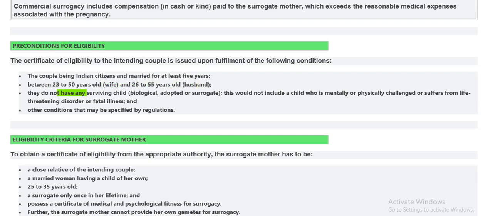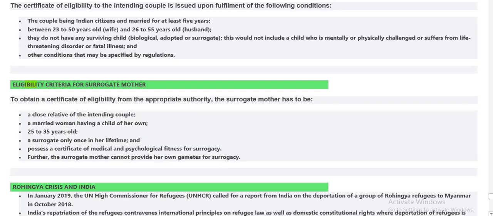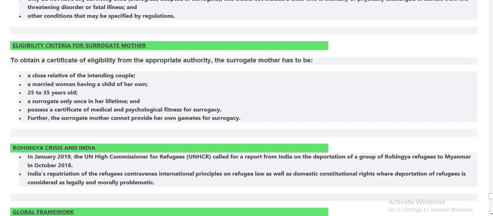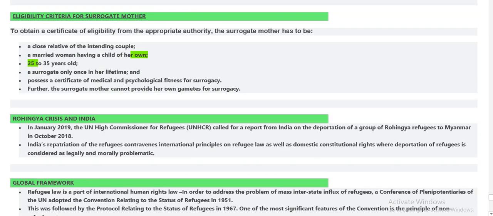Preconditions for eligibility. The certificate of eligibility to the intending couple is issued upon fulfillment of the following conditions. The couple being Indian citizens and married for at least 5 years. Between 23 to 50 years old, wife, and 26 to 55 years old, husband. They do not have any surviving child, biological, adopted or surrogate. This would not include a child who is mentally or physically challenged or suffers from life-threatening disorder or fatal illness, and other conditions that may be specified by regulations.